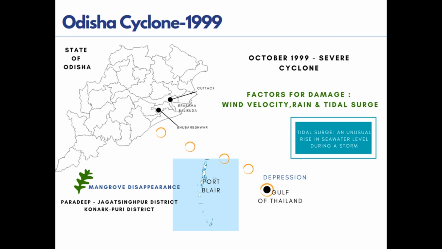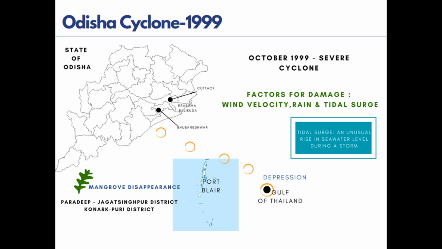The cyclone originated as a depression in the Gulf of Thailand, which is in the east of Port Blair. Slowly, it started moving in the northwest direction. Meanwhile, its intensity became severe and it became a super cyclone. It hit the area of Erasama and Balikuda in the state of Odisha. The entire coastal region was affected, including the cities of Bhubaneswar and Cuttack.